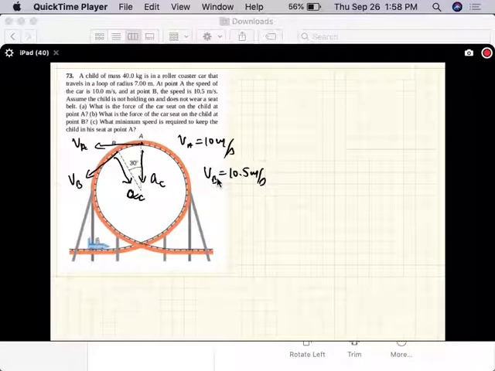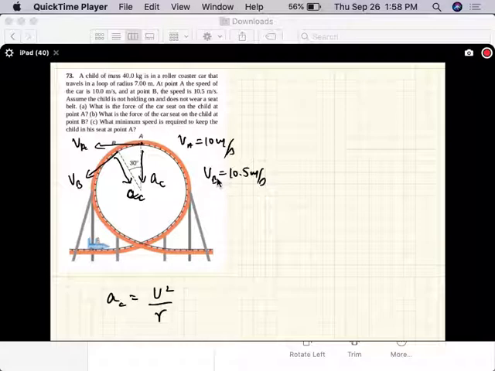Now, if it works out that for this speed the centripetal acceleration is smaller than g, well, you can't avoid g. g is always going to be there. So here's what happens. The centripetal acceleration is your speed squared divided by r.